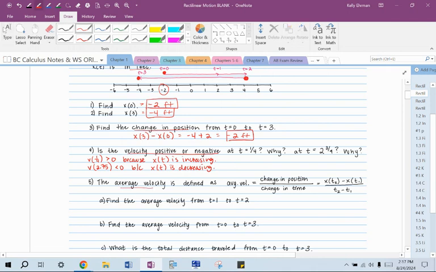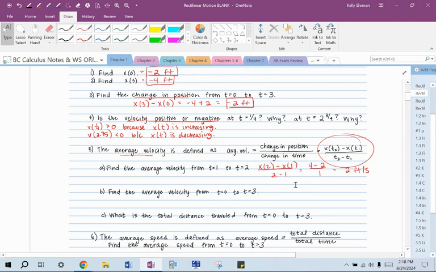Average velocity is defined as change in position over change in time. So we're going to write this formula every time with just numbers filled in. So find the average velocity from 1 to 2. So that's going to be x of 2 minus x of 1, that's what I mean by filling numbers in, over 2 minus 1. X of 2, the particle's position is 4, minus x of 1, the particle's position is 2. 2 minus 1 is just 1 second. So the average velocity is 2 feet per second.